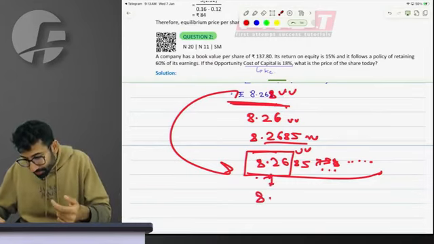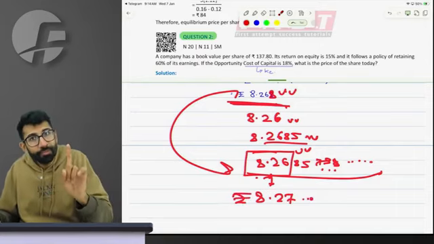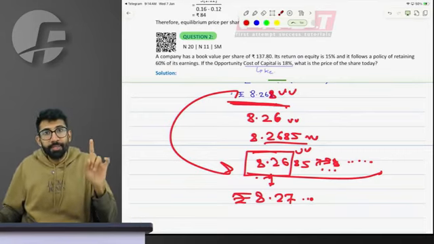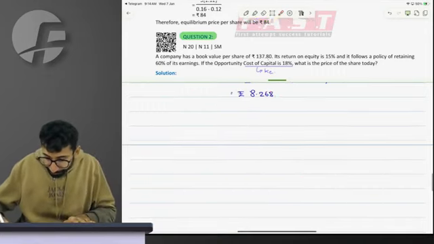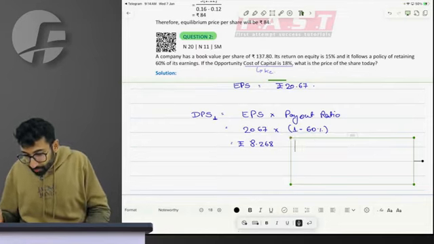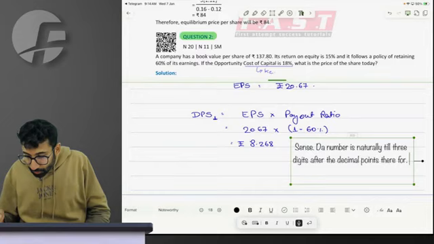So 8.268 becomes 8.27 rupee as my EPS. This particular rounding off rule, could I convey it to you? Please tell me. Come on, super fast. If we want, we can write it down here. Since the number is naturally till 3 digits after the decimal point, therefore there is no need to round off.